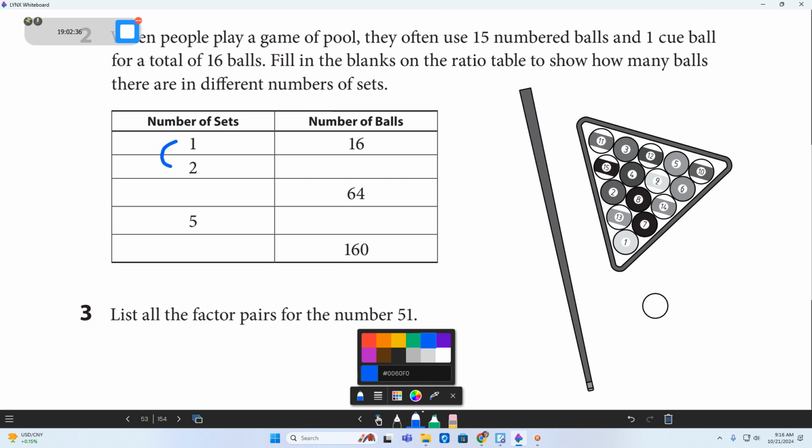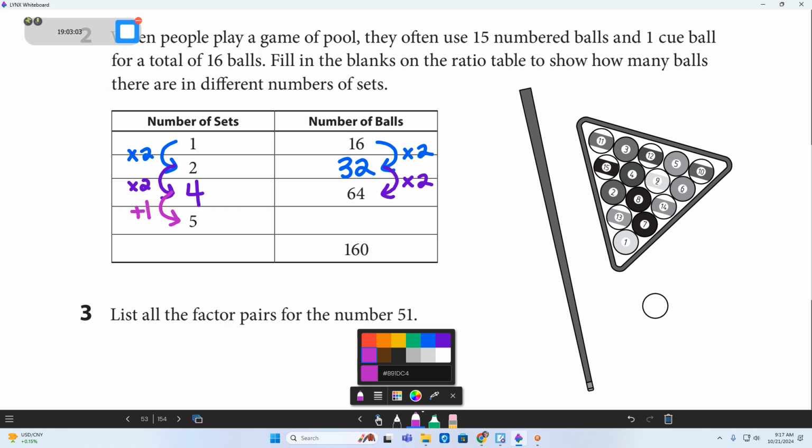If we double the number of sets, that means we need to double the number of balls. And if we double 16, we get 32. All right, it looks like this got doubled again. 32 doubled is 64. And if I double 2, I get 4. All right, then it looks like we're not doubling. It looks like they just added 1 set.